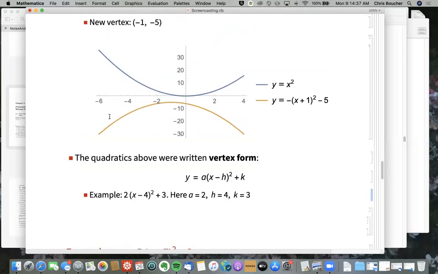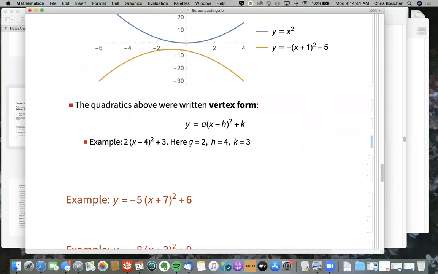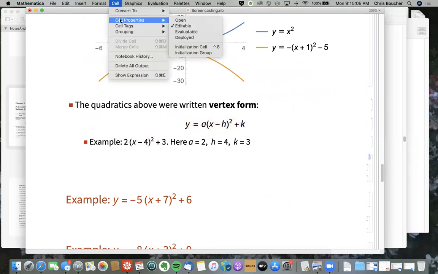In the example, which is a little different from the one up above, the a value is 2, that's the stretching factor. The h value is 4, that's the horizontal shift of the vertex, and the k value is 3, that's the vertical shift of the vertex. It's called vertex form because you can read the vertex right off of it. The vertex here is just h comma k, because the origin shifts by h horizontally and k vertically.